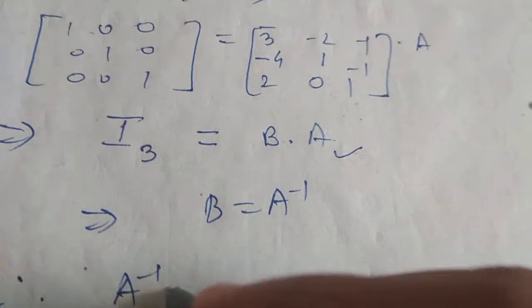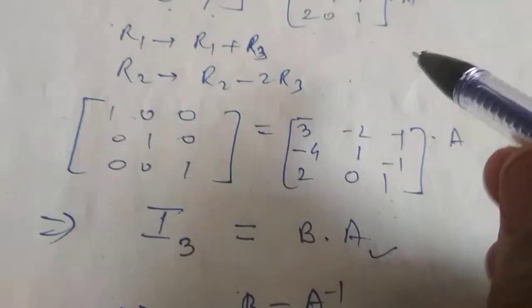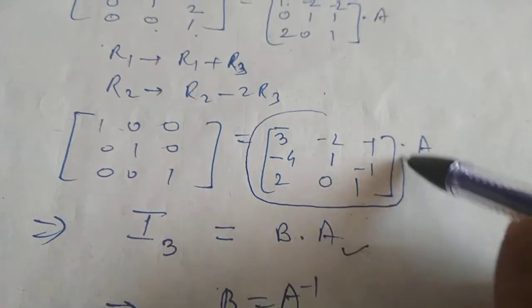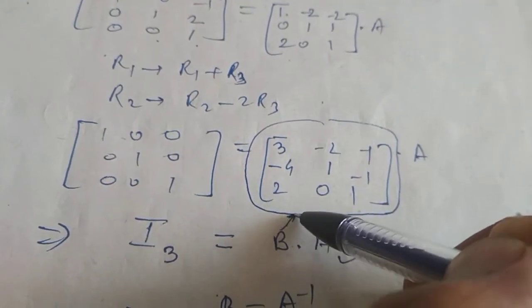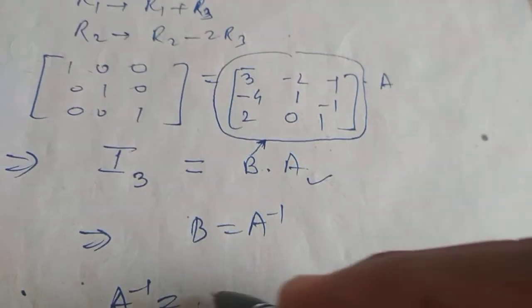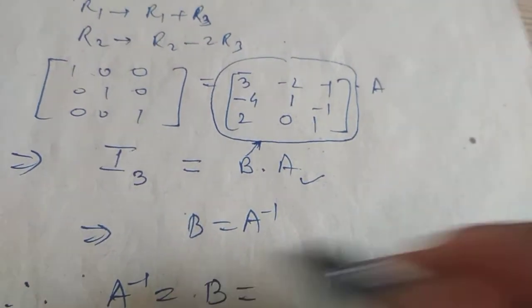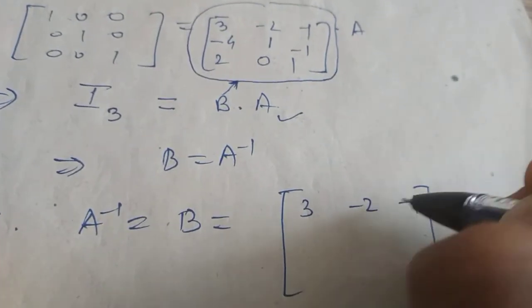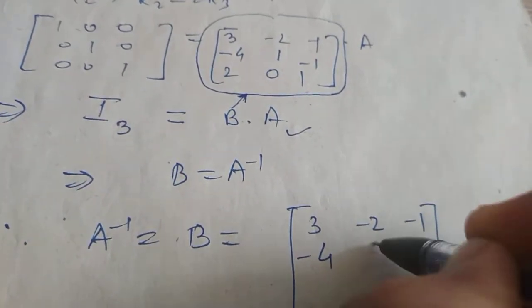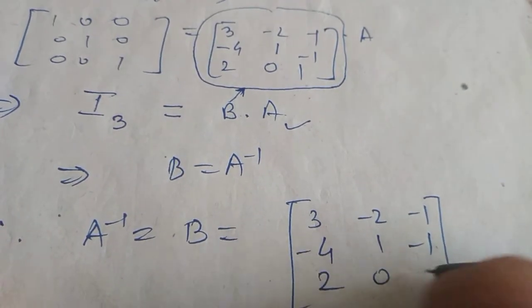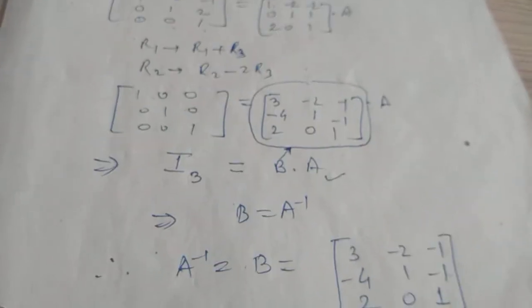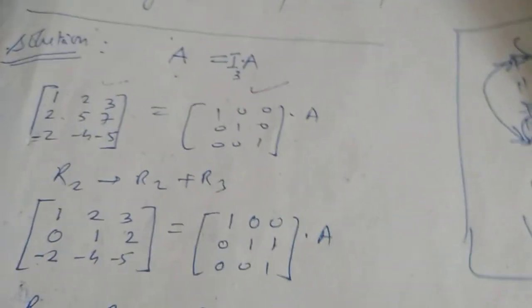Therefore, A inverse. But what is the B matrix? B matrix is this entire matrix. So A inverse, which is equal to B, is nothing but [3, -2, -1; -4, 1, -1; 2, 0, 1]. I hope you understand this video. You can take a look at the question.